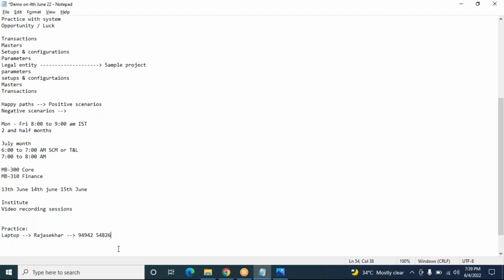What will be the fee structure? Regarding the fee, the institute will be in touch with you. If you share your mobile number and email ID, they will approach you and discuss with you.